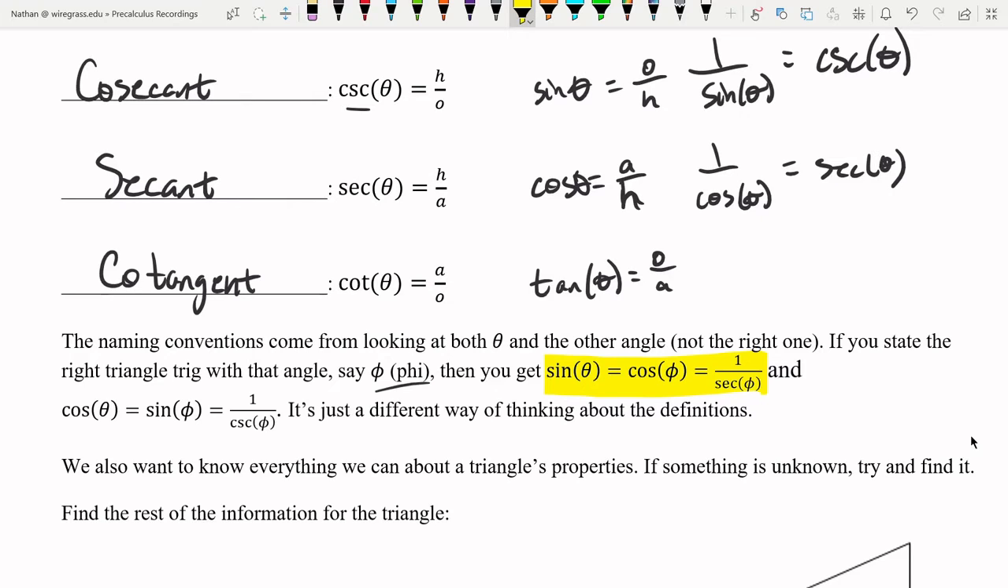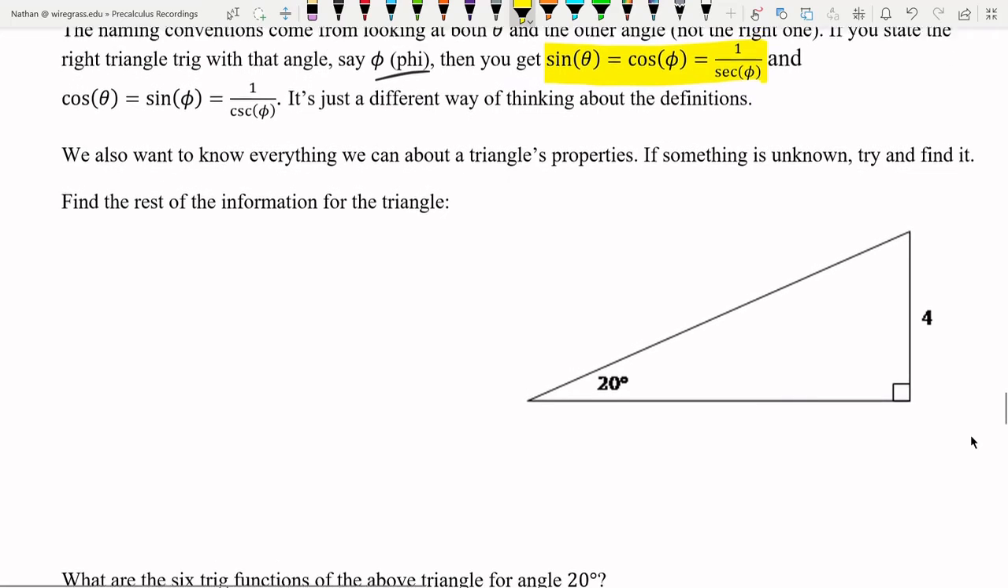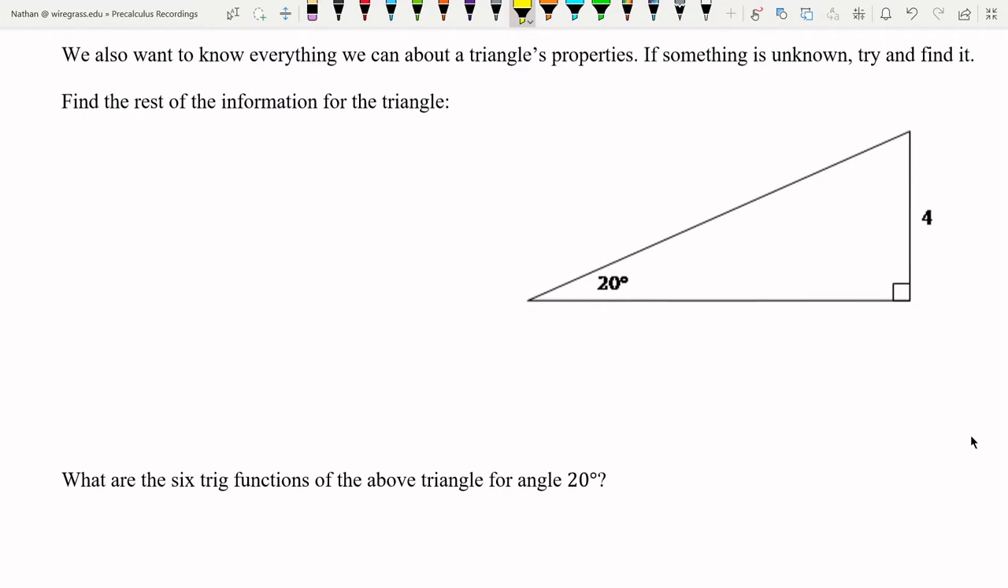It's going to be hard at first, memorizing that cosecant is the flipped version of sine, but eventually you'll understand that. Now, whenever we have a triangle, we really want to know about all of its properties. And if something's unknown about the triangle, we really want to find it. That's what's called solving a triangle. So it's where you know everything about the triangle. And here we know a few pieces of information.